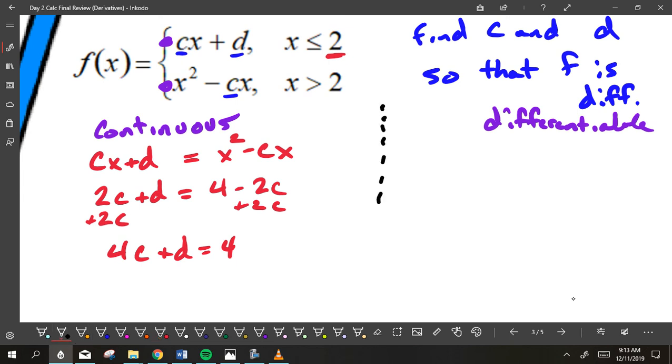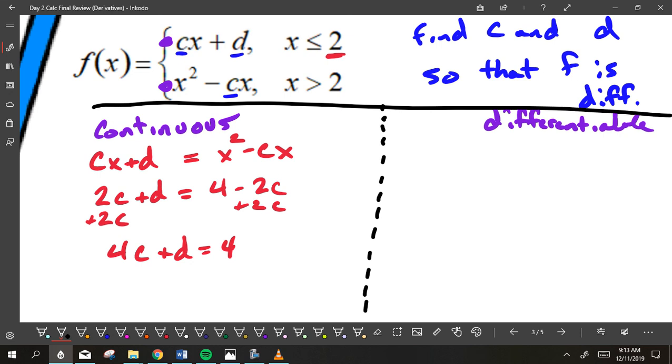I also need them to be differentiable. So how can I make sure that these two things are differentiable? A line is differentiable. A parabola is differentiable. Where's the one place I need them to be differentiable? At 2. So now I'm going to take these same two equations, but I'm going to set the derivatives equal to each other, because I want their slopes to be equal at 2.